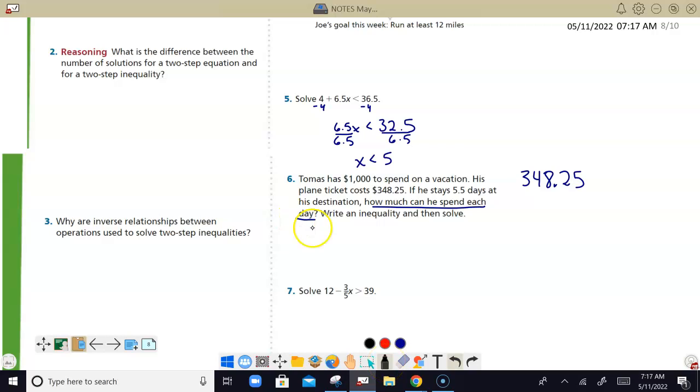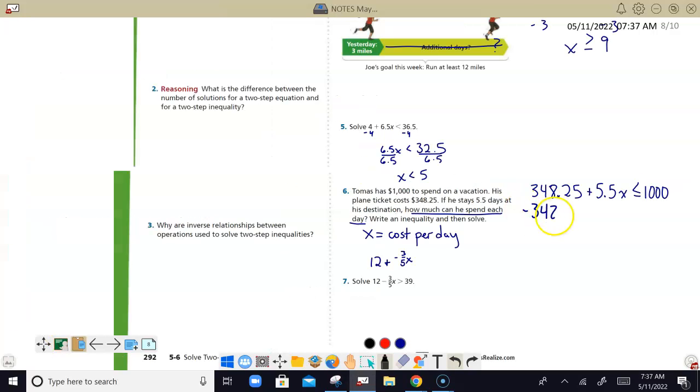So we'll just define our variable here. So x is the cost per day. How about that? For one day right there. We know how many days it is. 5.5 days. So we need to add on 5.5 days times the cost of each day. And he's got $1,000 to spend. Does he have to spend all of it? No, but can he spend more than 1,000? No. So this is the symbol. He can spend less than it, or he can spend up to and including 1,000. So this is what it will look like right here. And we solve it just like this.